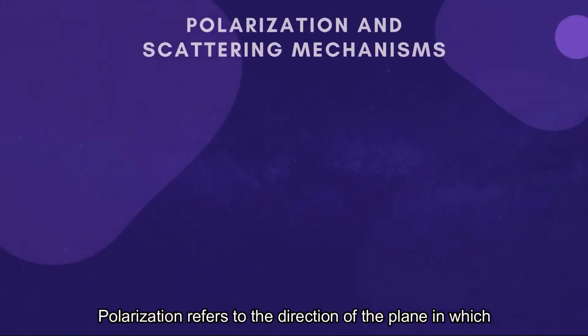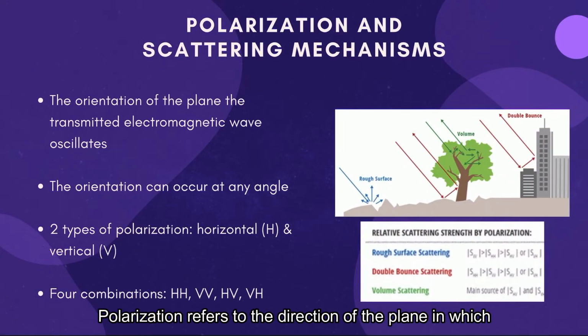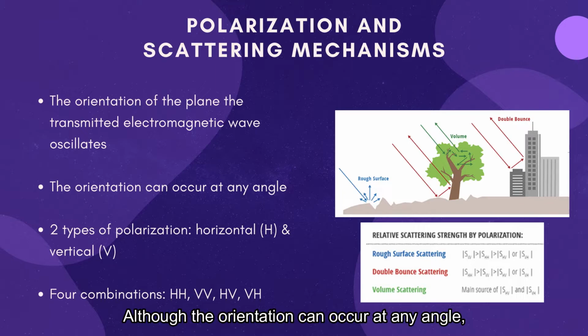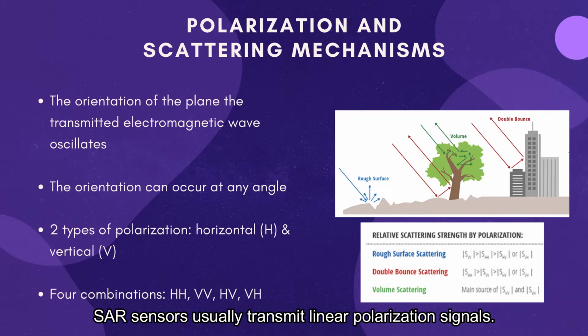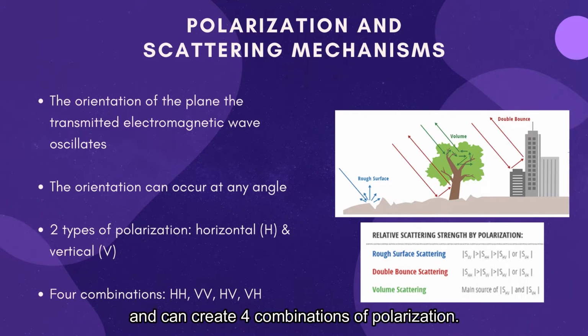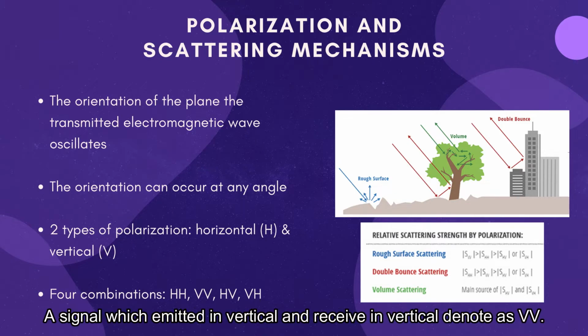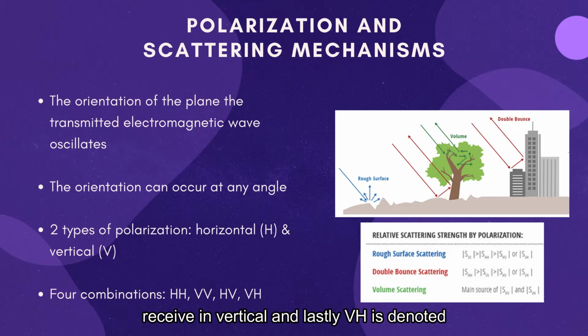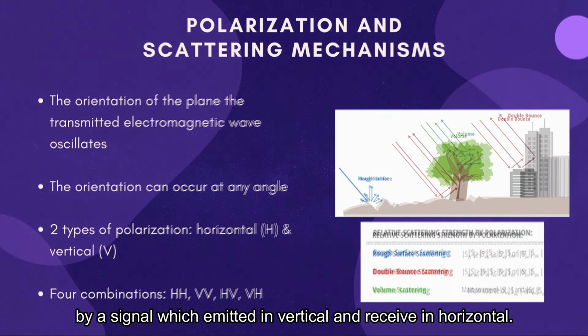Polarization refers to the direction of the plane in which the emitted electromagnetic wave oscillates. Although the orientation can occur at any angle, SAR sensors usually transmit linear polarization signals. There are two types of polarization, horizontal and vertical, and they can create four combinations of polarization. A signal which is emitted in horizontal and received in horizontal polarization is denoted as HH. A signal which is emitted in vertical and received in vertical is denoted as VV. HV is denoted by a signal which is emitted in horizontal and received in vertical. And lastly, VH is denoted by a signal which is emitted in vertical and received in horizontal.